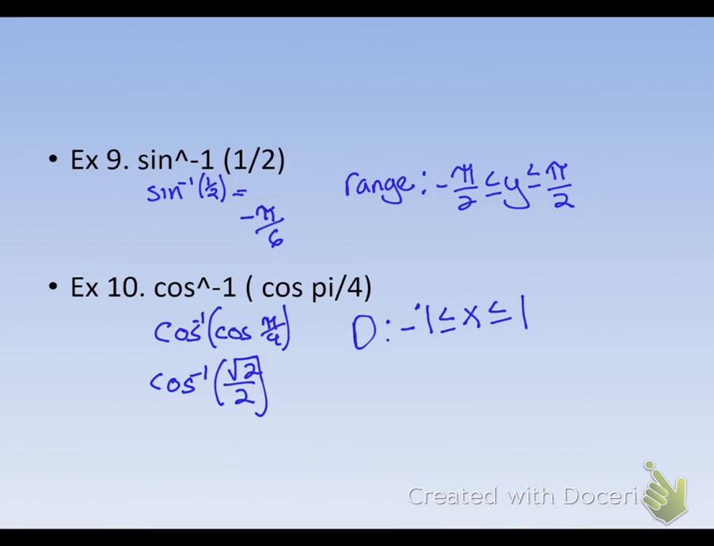So then we are going to look to see if it's in the range. Our range for cosine inverse is going to be from 0 to pi. So we're looking on the top half of our unit circle for where we have a cosine value of square root of 2 over 2. And we arrive at pi over 4.